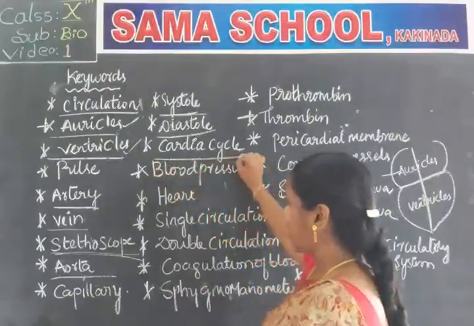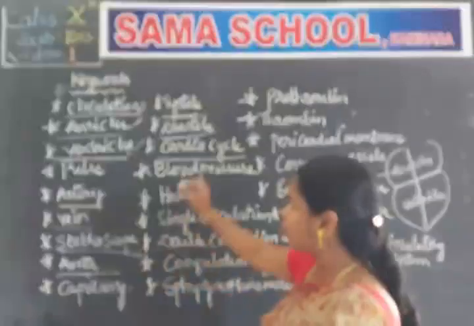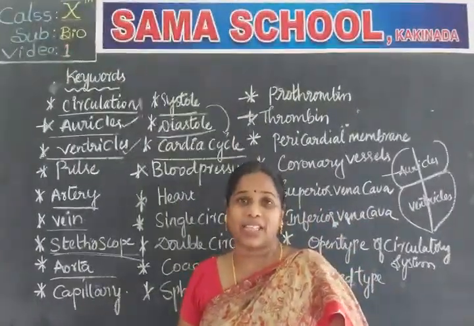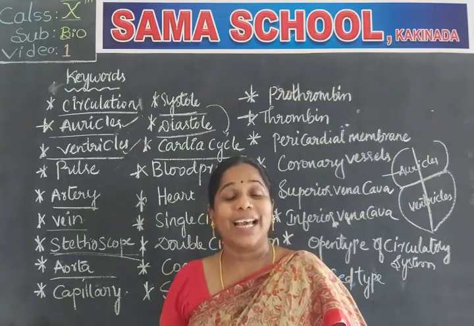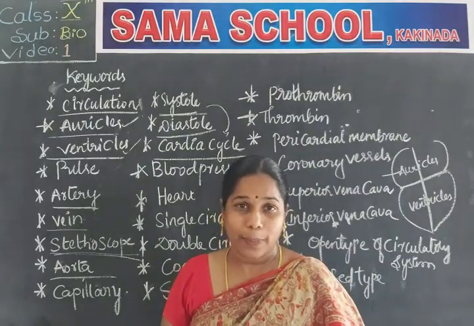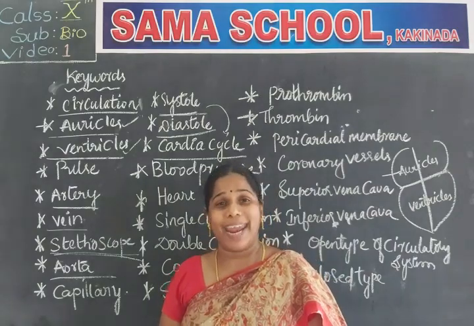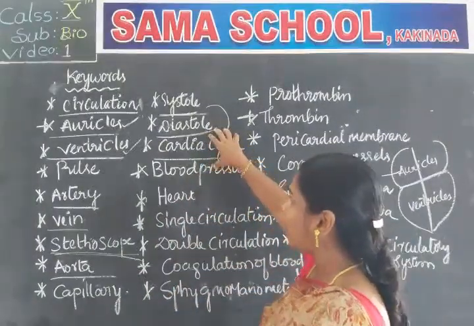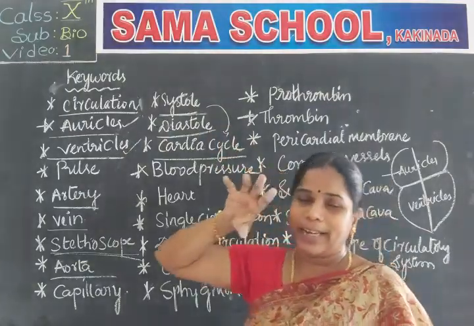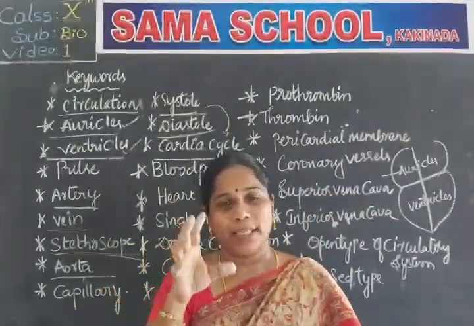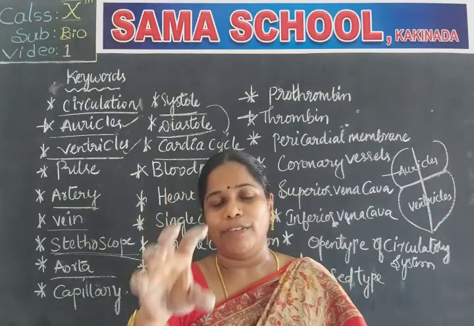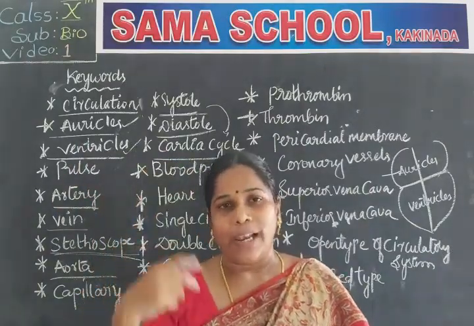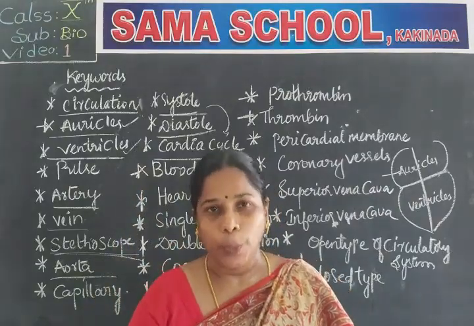Then the cardiac cycle. Why? Because these two words are related to it. One contraction phase and one relaxation phase together are called the cardiac cycle. That means it takes 0.8 seconds. When we learn specifically about the cardiac cycle, you will get a complete idea. Once I say a word, it will stick in your brain, and when I say it again, you will never feel that it is new.